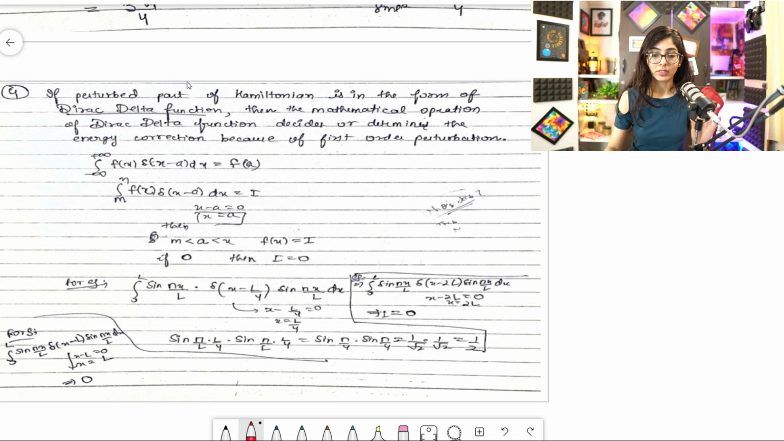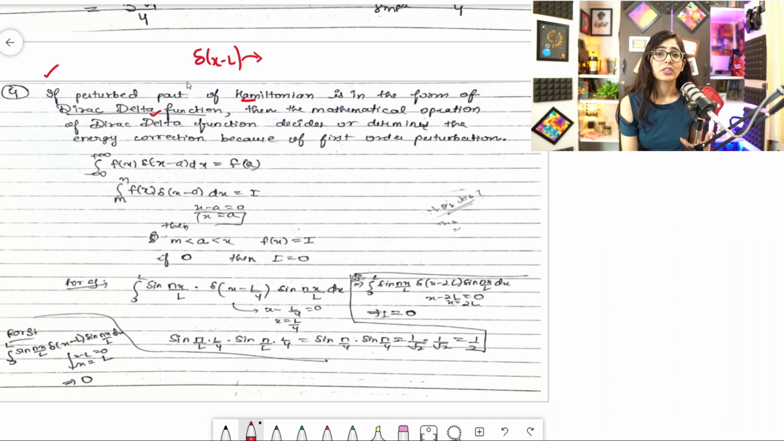So look, you can see the page over here, the slide. Can you see what is written over here? That if the perturbed part of the Hamiltonian is in the form of a Dirac delta function. I'll be telling you what the Dirac delta function is. It means if it is in the form of delta x minus L, like you must have heard about this thing, x minus L or x minus A. You must have seen those things in first order perturbation questions, right?